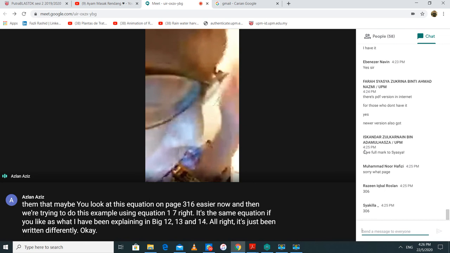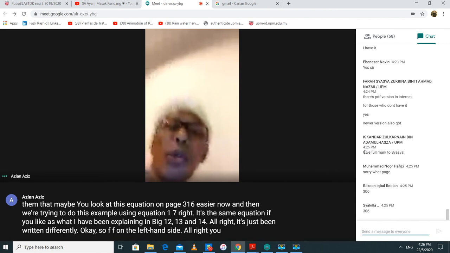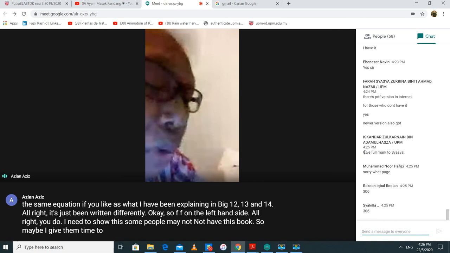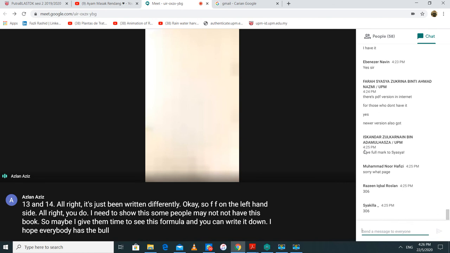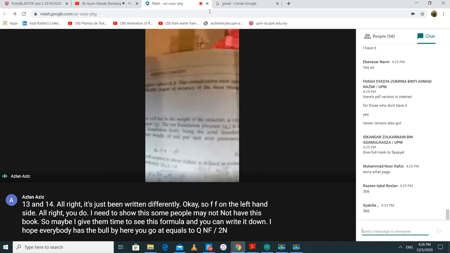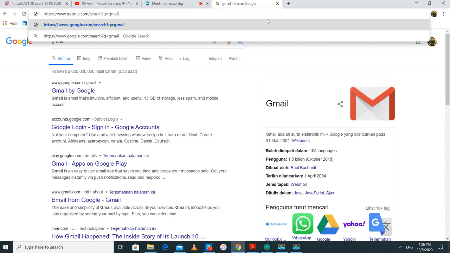Okay, so F on the left hand side. Some people may not have this book, so maybe I give them time to see this formula and write it down. I hope everybody has the book, but here you go. F equals qnf over qn, equals qf minus gamma D over q minus gamma D.